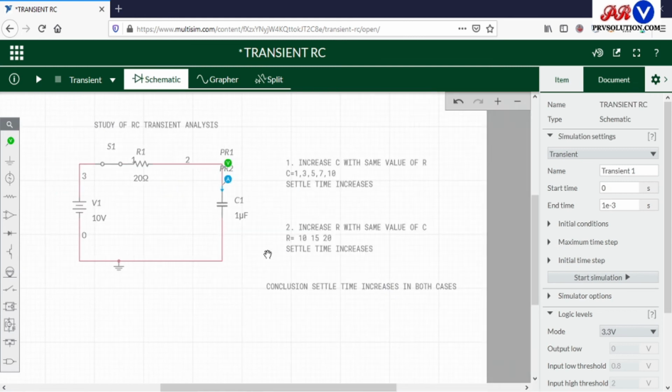So in this way, when we increase R with the same value of C, the settling time also increases. So the conclusion of the experiment is that settling time increases in both cases. So in this way we can study RC transient response. Thanks for watching.